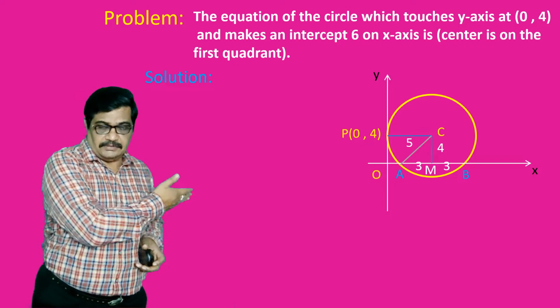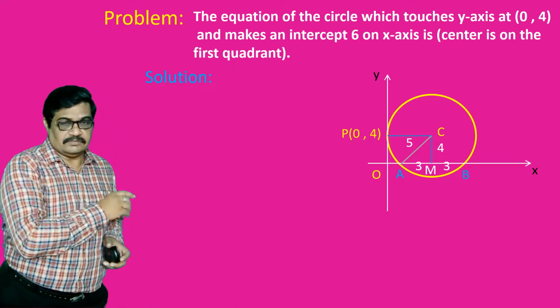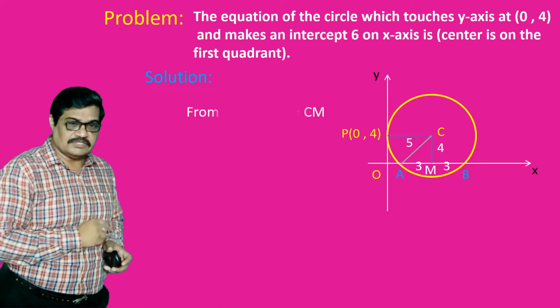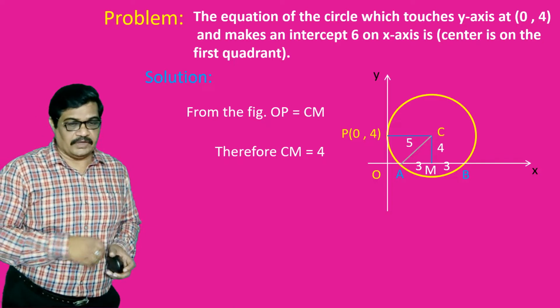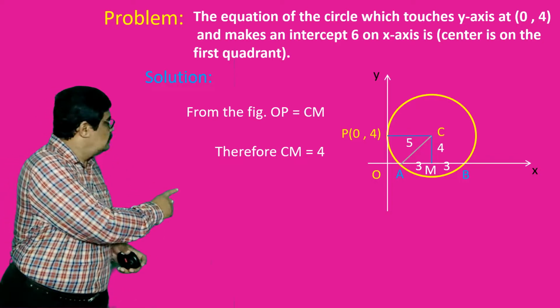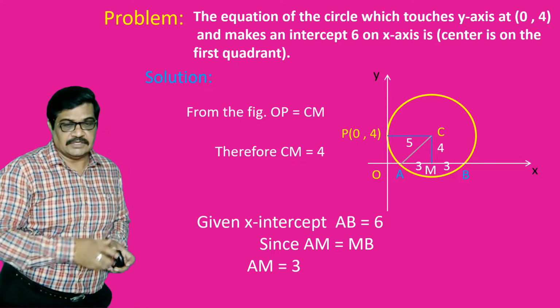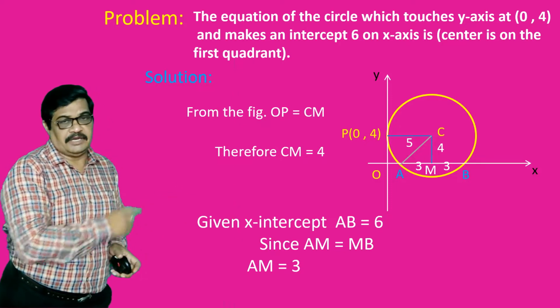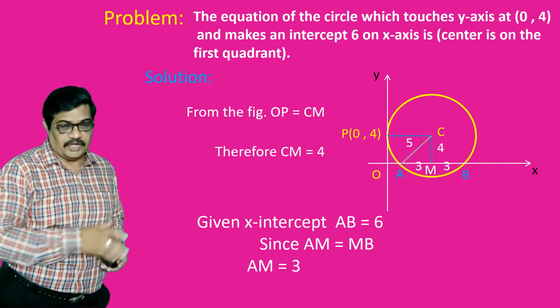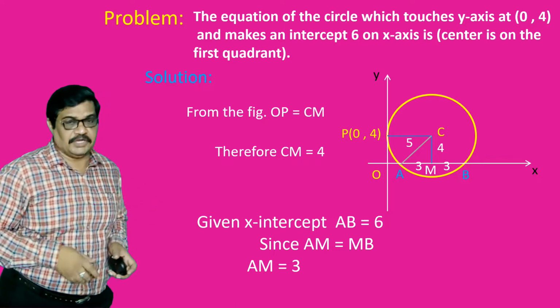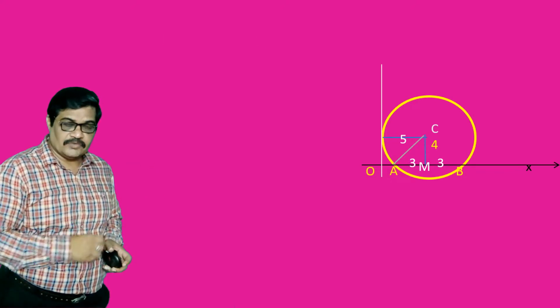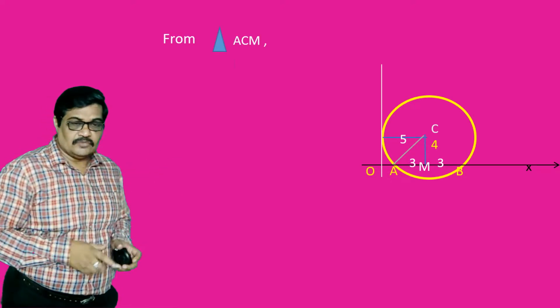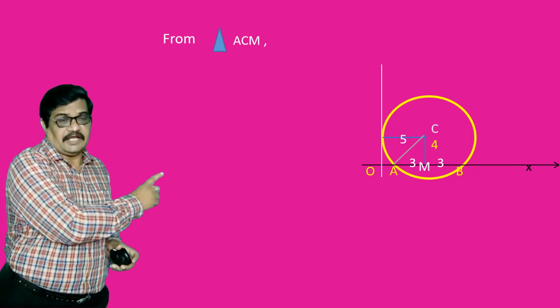Okay, so see the solution here. From the figure OP is equal to CM. Therefore CM is equal to 4 units. Next, given the x-intercept, AB is equal to 6 units. Since M is the midpoint of AB, AM is equal to MB. Therefore AM is equal to 3 units. See this, once again see the diagram.